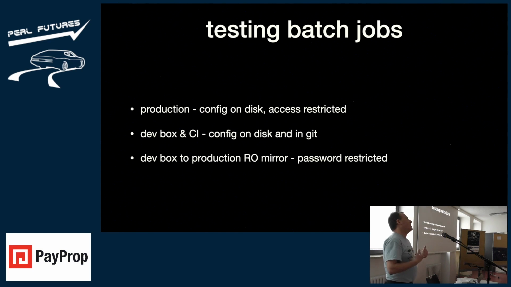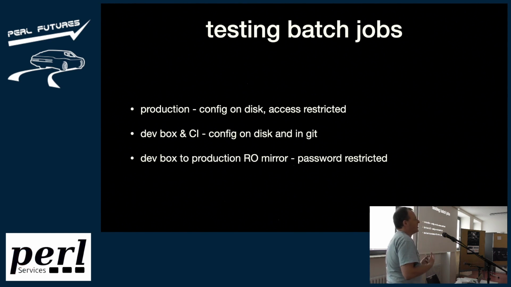So I got to thinking. We have various things in production. We have batch jobs in particular, and they run in production and they get their database config from disk, but the access to those machines is restricted. So the security in that way is that if you've broken into that machine, it's probably game over already. It doesn't matter so much.